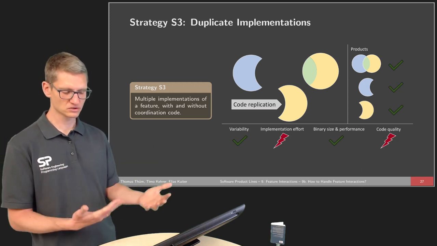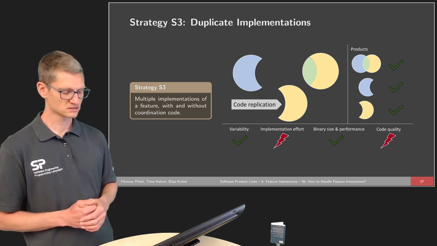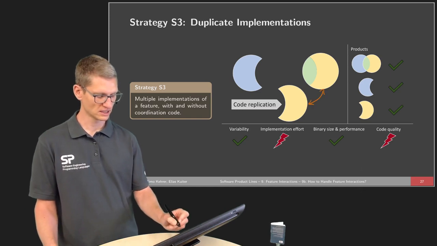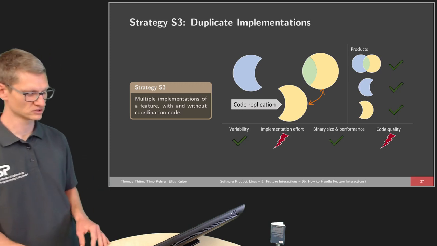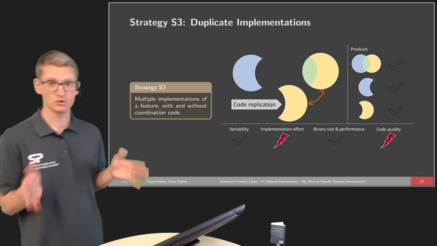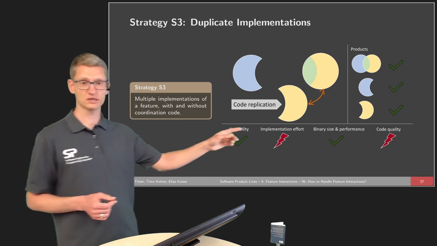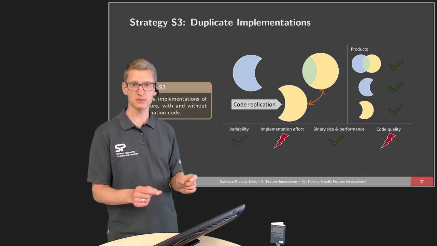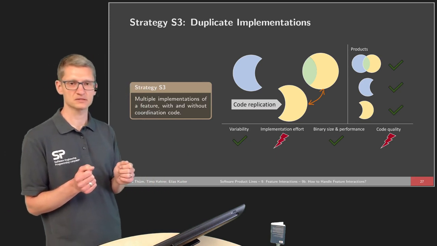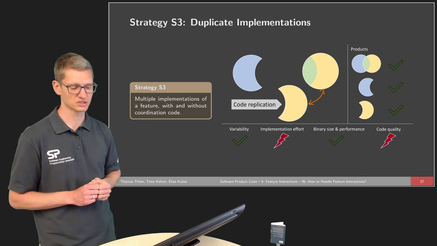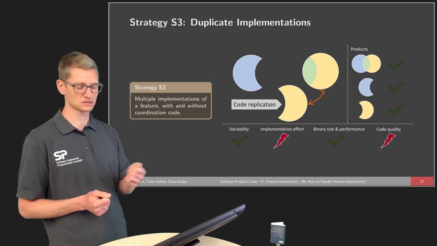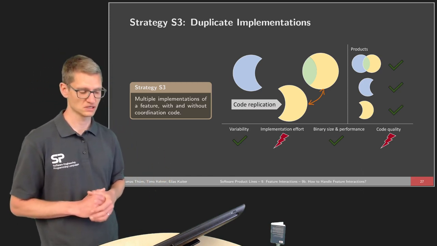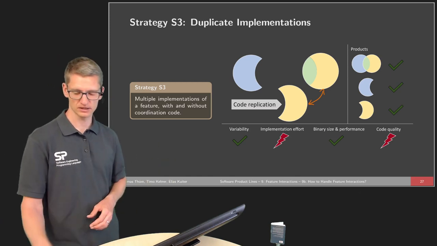So we're duplicating certain features in this case. We have a duplication in terms of this yellow feature, and the yellow feature will be implemented twice, once with the coordination code and once without the coordination code. This means we basically have all the possible variability. We can focus on the best possible binary size and performance, because both of these replicates can be really optimized on this use case, but we have a higher implementation effort because we have to implement the duplicated code, and we have reduced code quality, because when it comes to maintenance, when changing one of the modules, we also need to change the other duplicate.